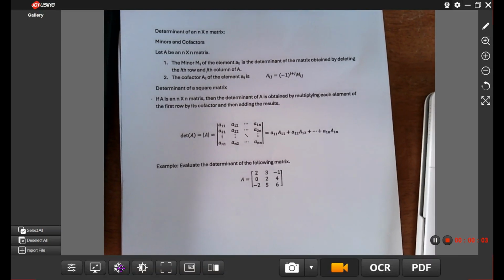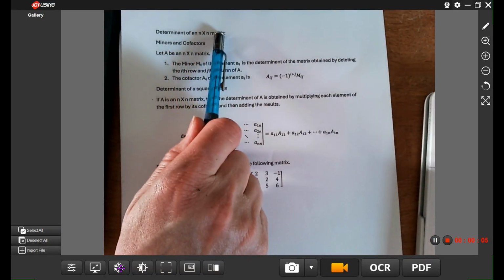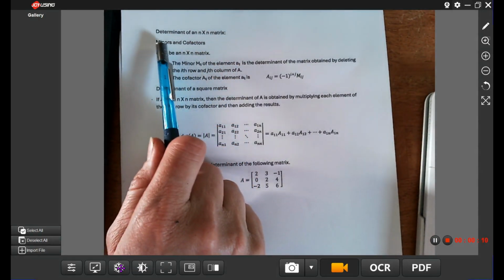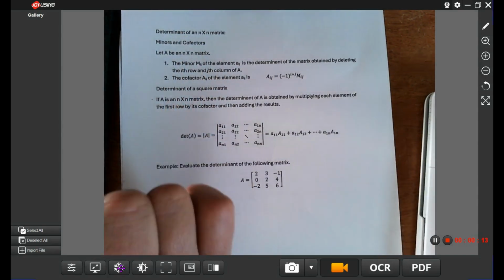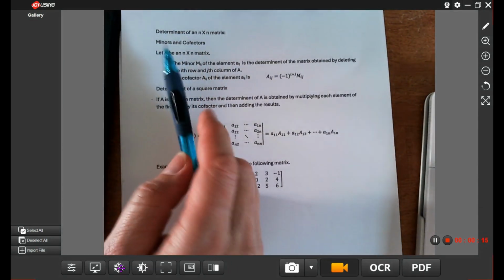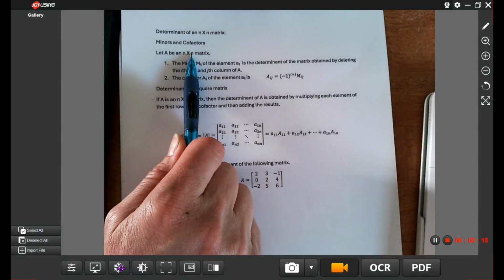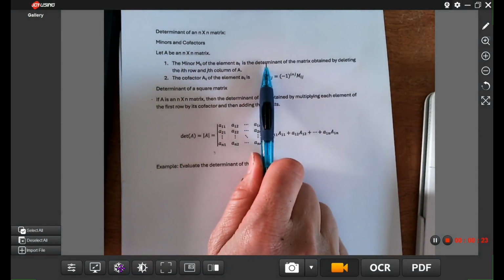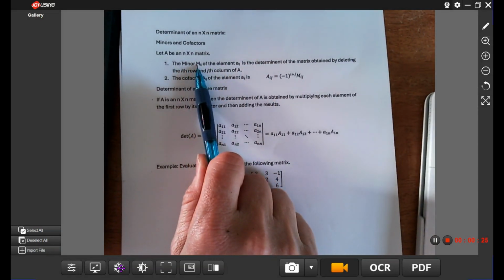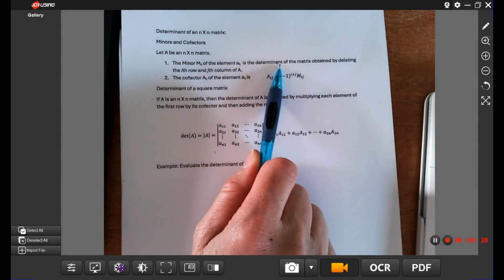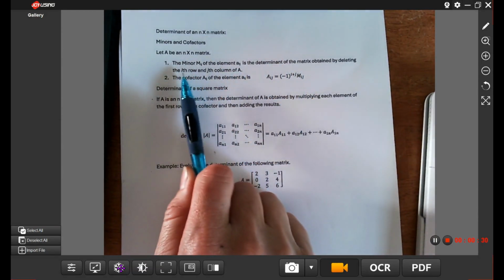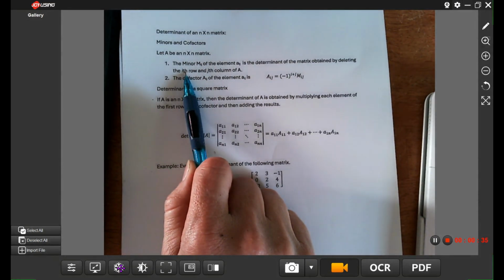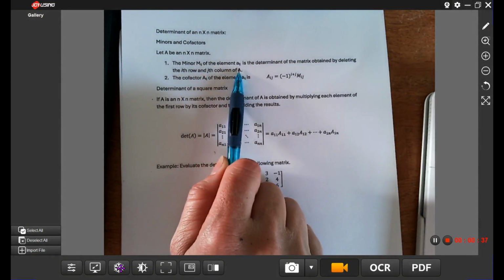Now we're going to learn how to find the determinant of a square matrix. It does have to be square. That's bigger than 2 by 2. And first we have to learn some new vocabulary and calculations. So if A is a matrix and it's square, the minor is the determinant. So the minor M_ij is the determinant of the matrix obtained by deleting the i row and j column of the matrix.